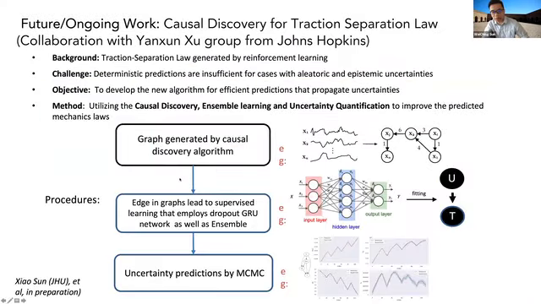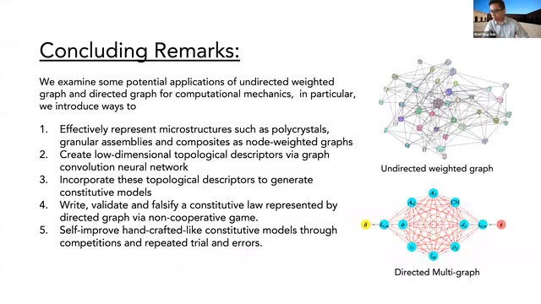This is also a very popular topic, both in philosophy and computer science. This is in collaboration with our colleagues from Johns Hopkins. How do we actually find out the causal relationship between variables? So I will just stop here.